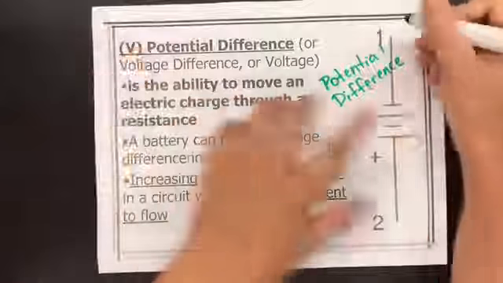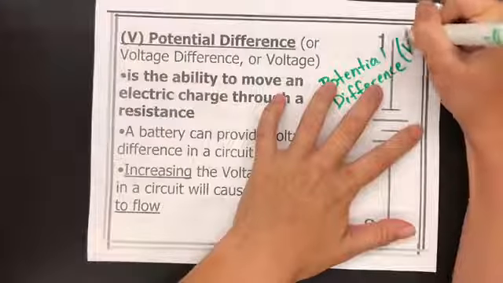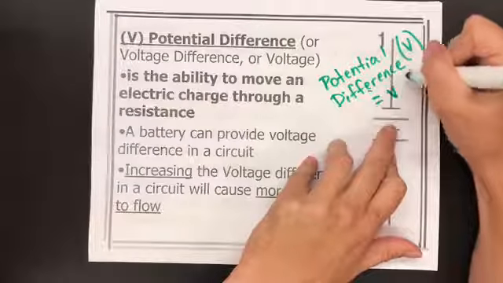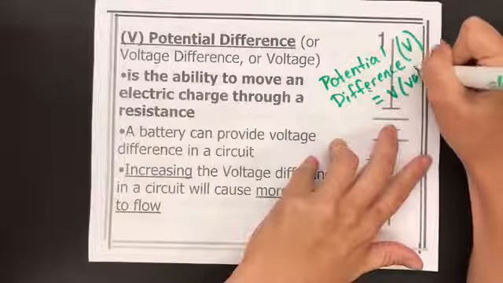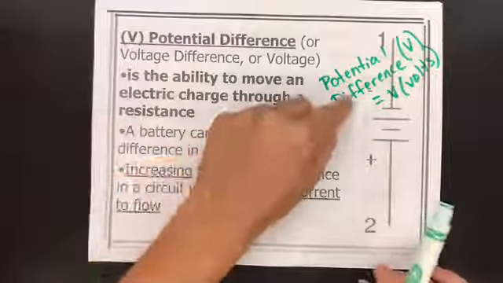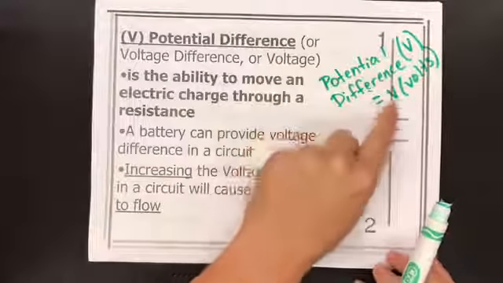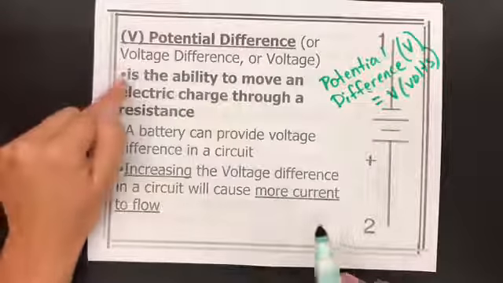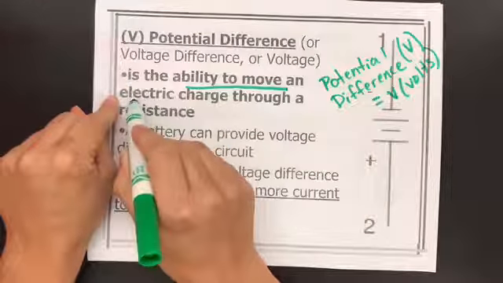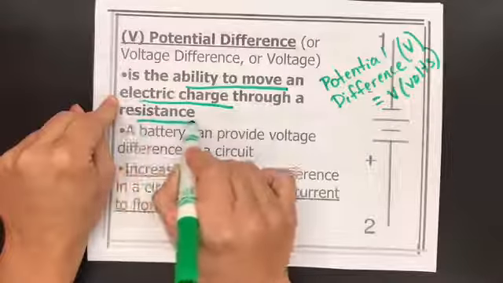One big long word here. Its letter is V. Good thing though is that its unit is also V. So the letter that represents it is the same thing as its unit. So potential difference is the letter V. Its unit is V. Definition here: ability to move electric charge through a resistance.